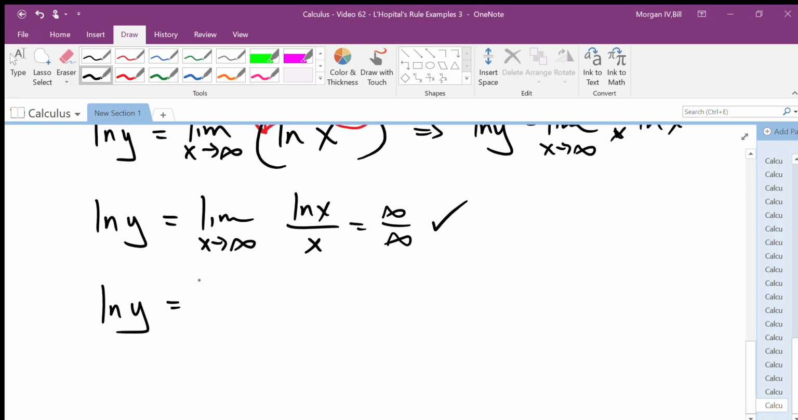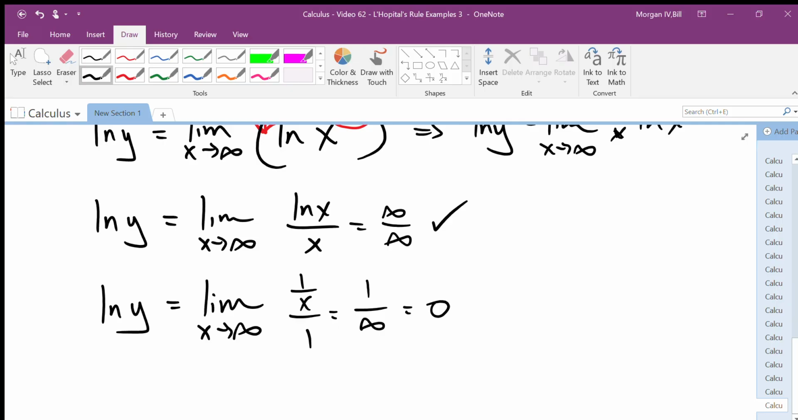The natural log of y is the limit as x goes to infinity of the derivative of each of these. So that's the derivative of natural log of x is 1 over x, the derivative of x is 1. Now let x go to infinity, and we get 1 over infinity, which is 0. Be careful. Don't tell me the answer is 0 here. The answer is not 0.